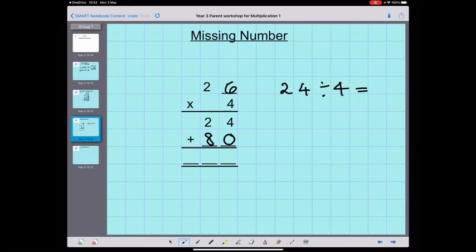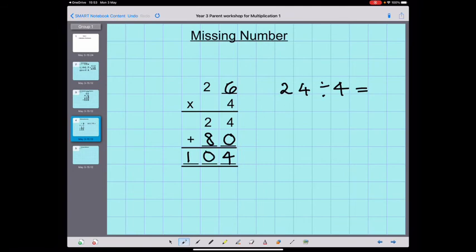So now all they've got to do is add up what the 2 multiplication answers were. So we've done 4 times 6, 24, 4 times 20, 80. So now we're just adding them up. So 4 plus 0 is 4, 8 plus 2 is 10. And that just carries on there.